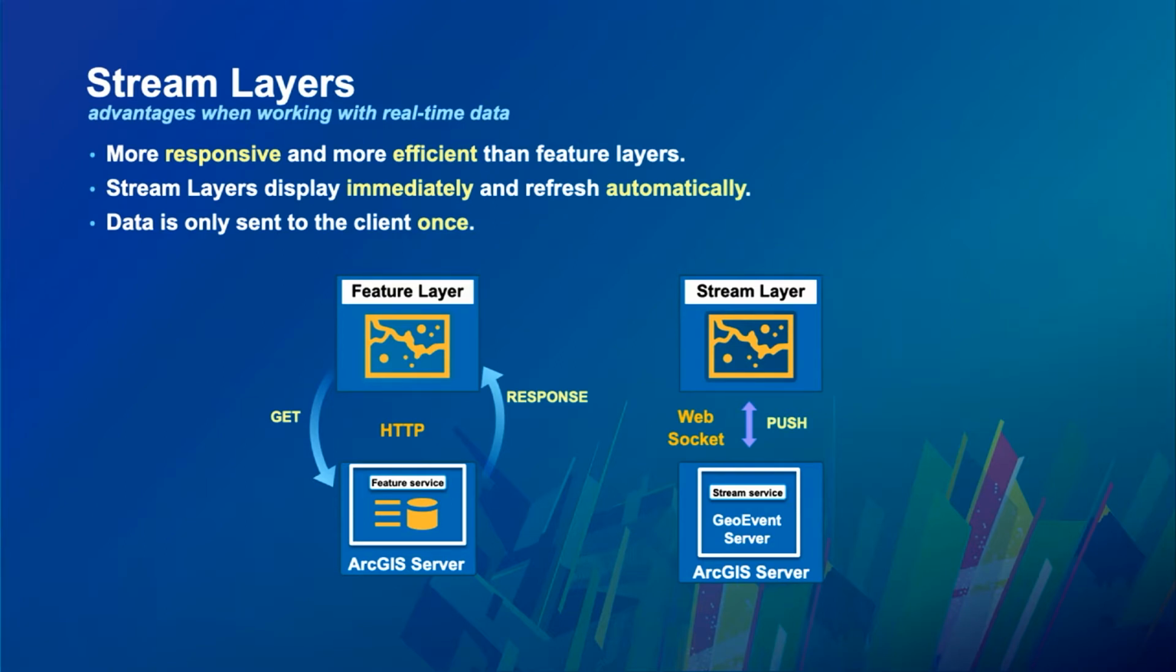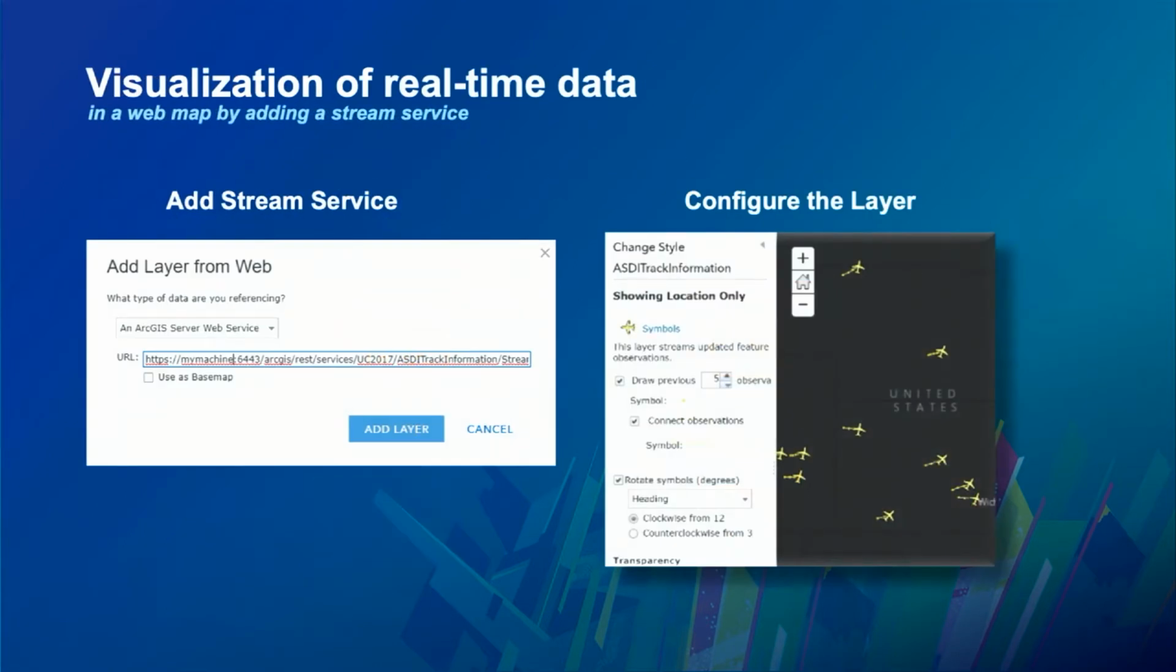Now, using a stream layer is just like using a feature layer within your web maps. There are some additional visualization controls which we'll take a look at, but to add that layer to a web map, you can do just like you would when you're pulling in a feature layer: add layer from web, put the URL to your stream layer, drop it in and configure it.